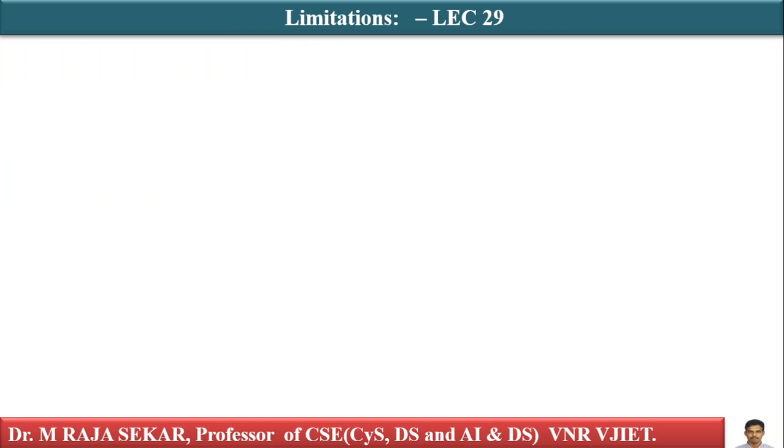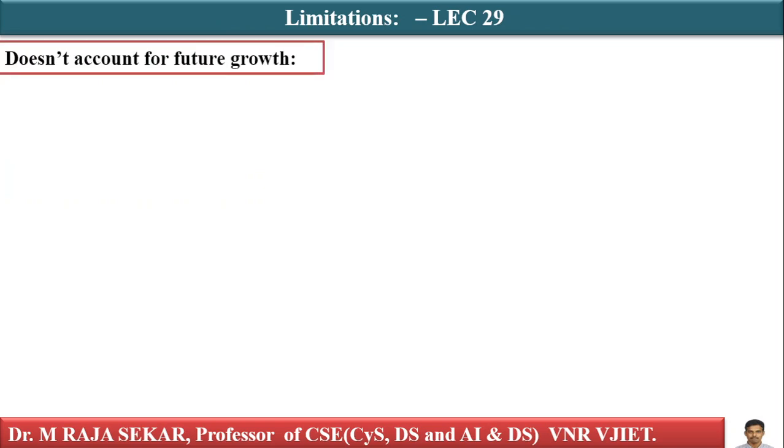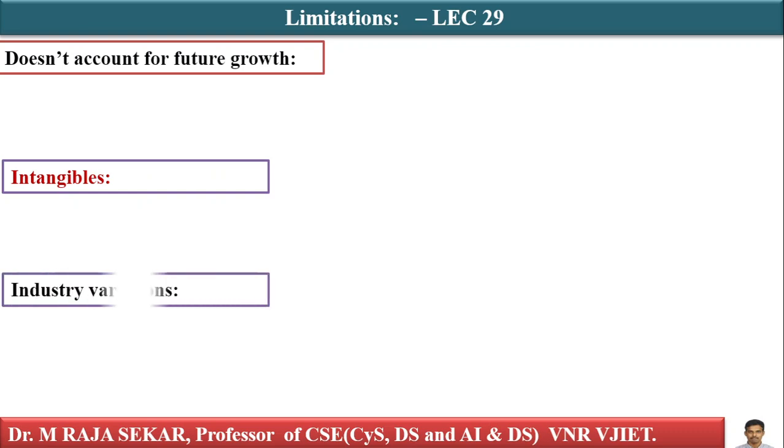I can say the limitations are, it does not account for future growth. A low P by B ratio could be a sign of a company in decline. Intangibles: the book value excludes intangible assets like patents, goodwill, and brand value, which can skew the ratio. Industry variations: P by B ratios vary significantly by industry, so it's most meaningful when compared to industry peers. It's not useful for companies with intangible assets. That's what I'm saying, it does not account for future growth prospects.